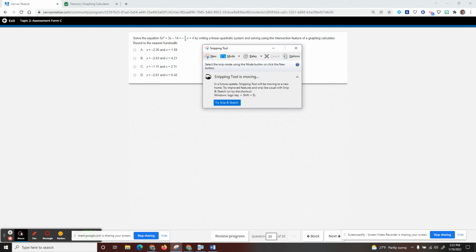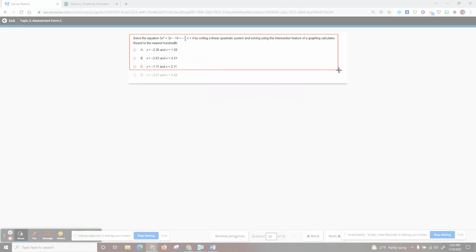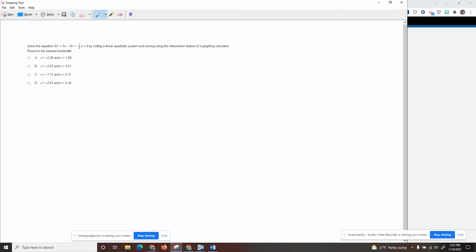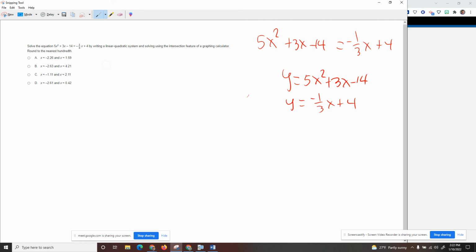All right, and then for this one, it's giving you this big, long equation and asking you to solve it. So 5x squared plus 3x minus 14 equals negative 1/3 x plus 4. What it's suggesting is to make a system. So rewrite it as 2 separate equations. So the left side, y equals 5x squared plus 3x minus 14. And the right side, y equals negative 1/3 x plus 4. Take those 2 equations now. We're going to graph them just on Desmos like we just did. And where they intersect will be the solution.